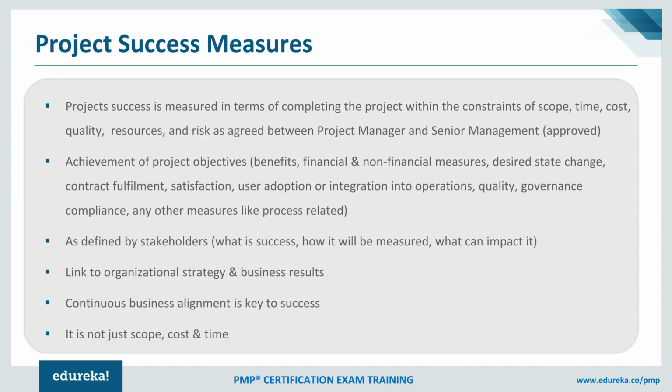Another thing is how to link it to the organizational strategy and business results. As we took this example of the WP Smith Consulting's project that we were talking about, the WP platform, in that case, that project was completely aligned to the organizational objectives of achieving cost reduction or gaining efficiency, or for that matter, employee retention, etc. So even that is another success criteria of the project. Continuous business alignment is definitely the most important thing.